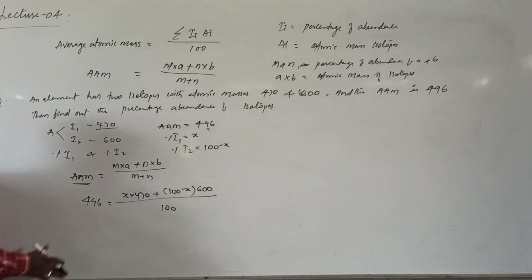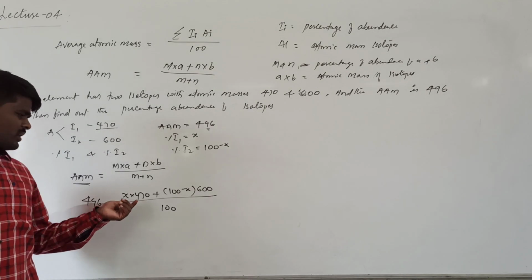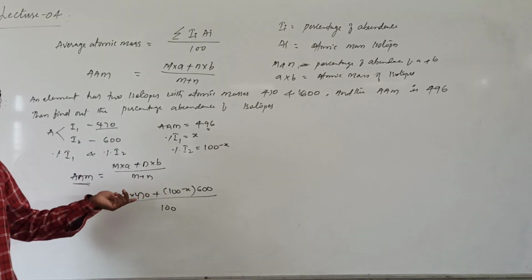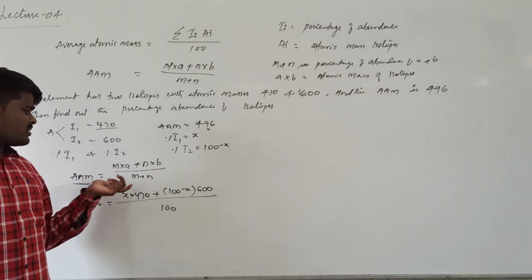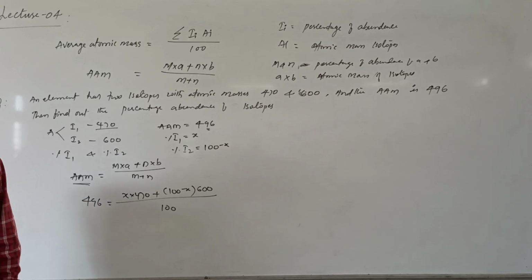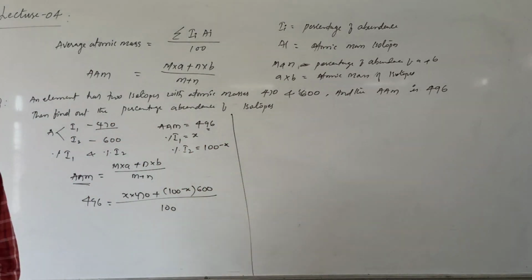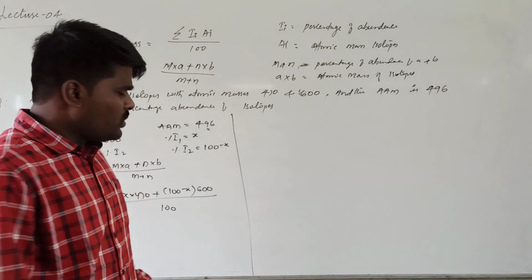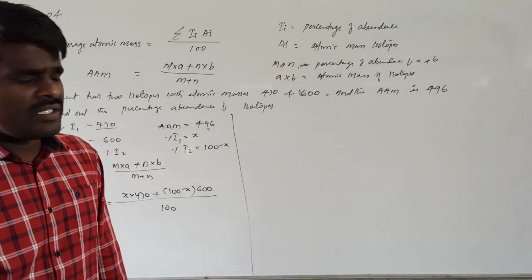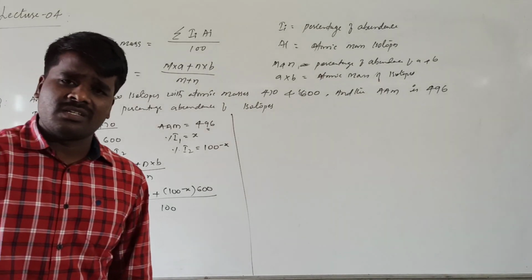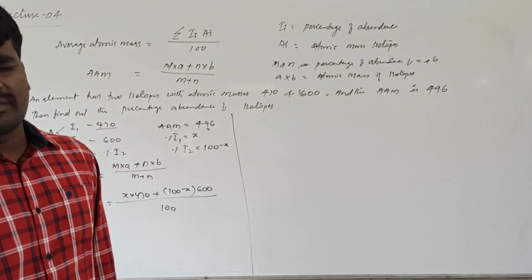This is one of the ways of doing it. On simplification, you will get the value of X, which is the percentage of the first isotope, and if you subtract it from 100, you will get the percentage of the second isotope. This is a lengthy process. It takes so much time doing all this calculation and simplification. There is a shortcut way to calculate this percentage abundance when average atomic mass is given along with the atomic masses of isotopes.